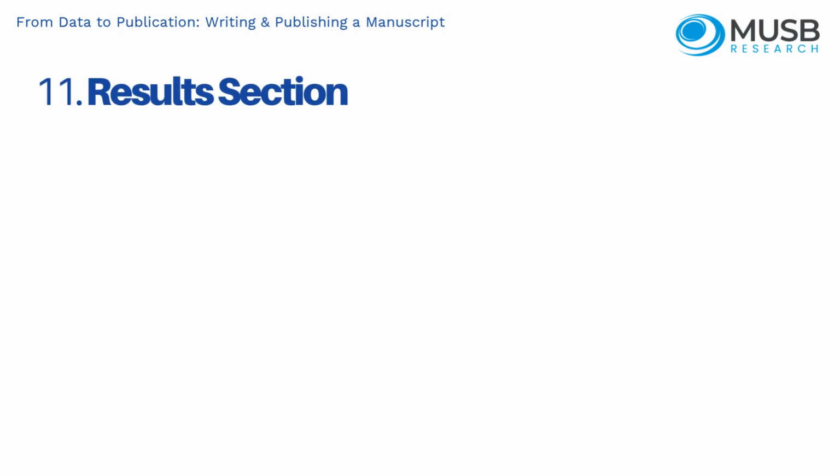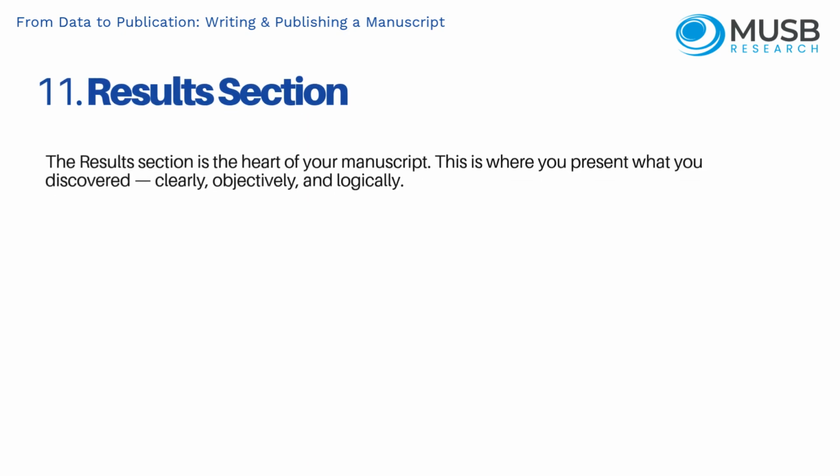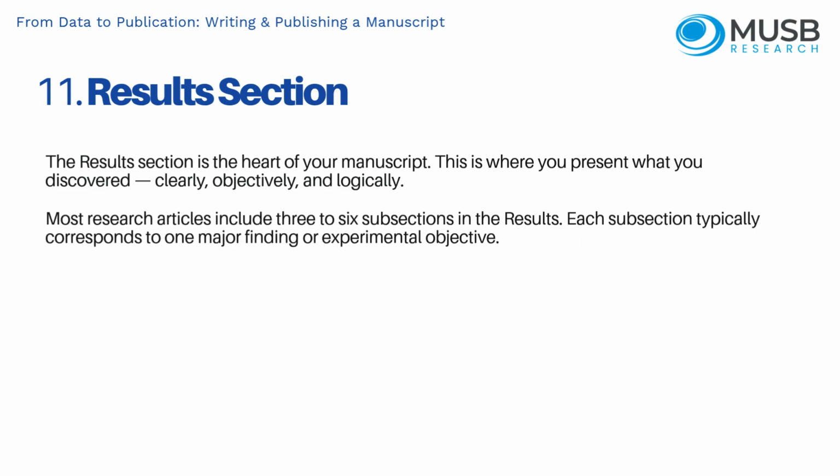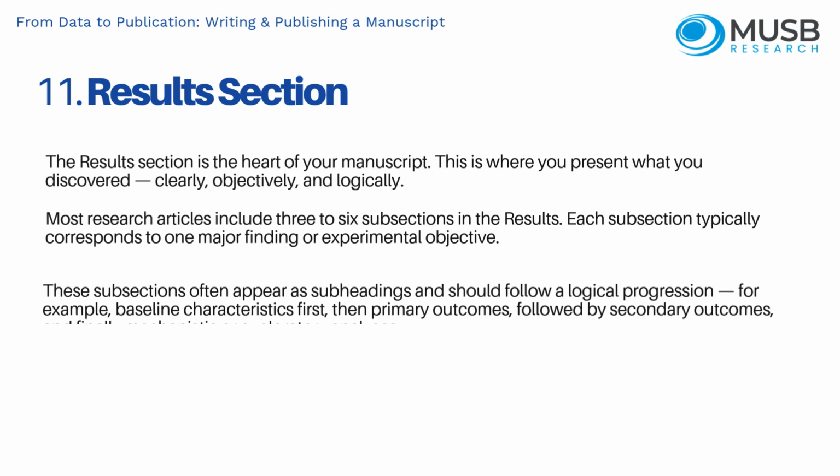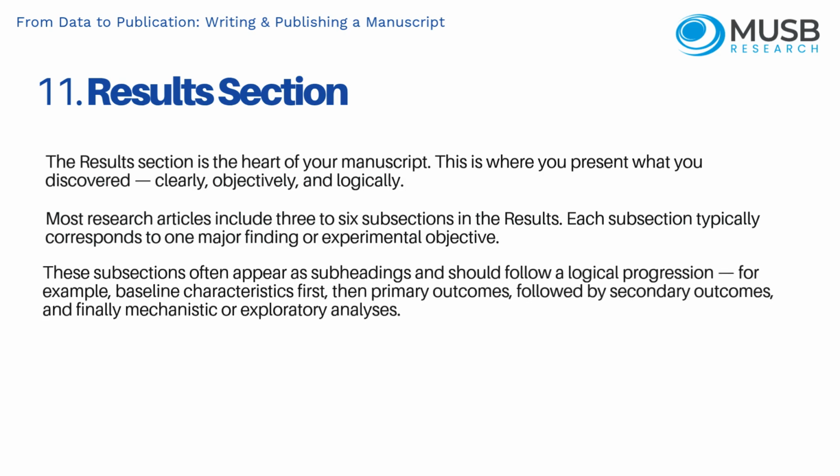The results section is the heart of your manuscript. This is where you present what you discovered, clearly, objectively, and logically. Most research articles include 3 to 6 subsections in the results. Each subsection typically corresponds to one major finding or experimental objective. These subsections often appear as subheadings and should follow a logical progression. For example, baseline characteristics first, then primary outcomes, followed by secondary outcomes, and finally mechanistic or exploratory analyses.